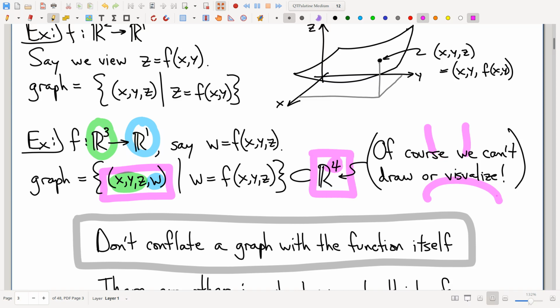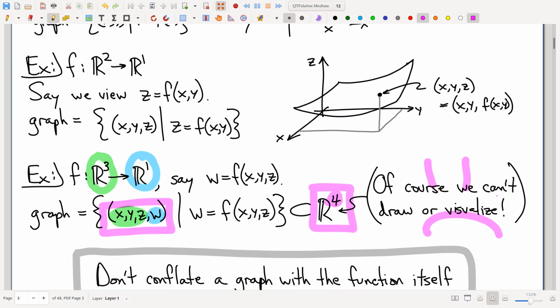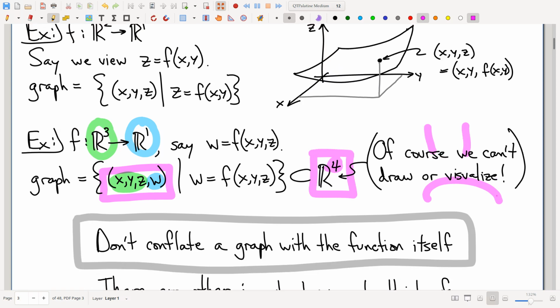So graphs have very limited utility in a multivariable context. Right? It's a slight overstatement to say that this is the only possible application, but anything higher and we're running out of dimensions. Everybody see the nasty problem? All right.